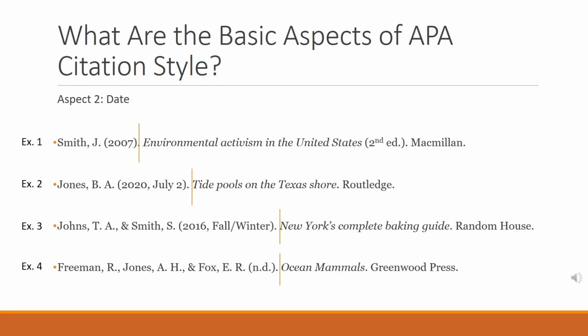the year may also be followed by a comma to include a specific month, as in example 2, 2020, July, or a specific date, 2020, July 2nd, or as a season in example 3, 2016, comma, fall/winter. If no date is found on the work, express that as in example 4, n period, d period.